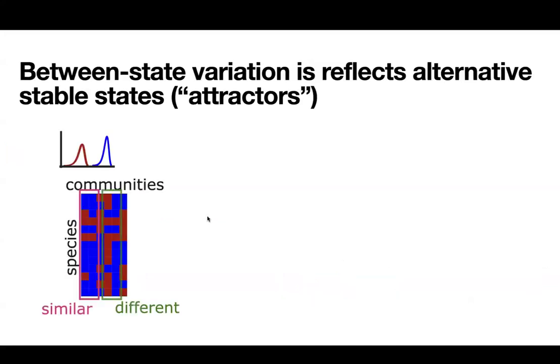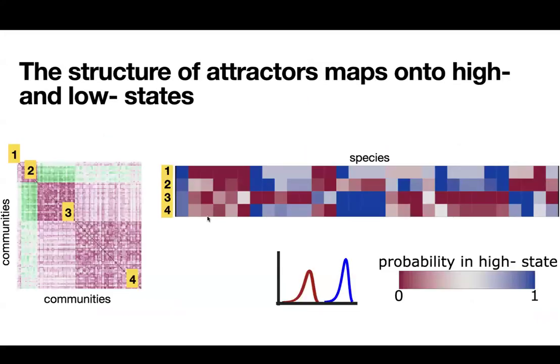Okay, so basically we have these four attractors. And so what we can do is build a profile of each species in each attractor, where this profile tells us the probability of being in the high abundance state in a given attractor. So for a given species, if you see the color in blue, it means that it's very likely to be in the high abundance state in that attractor.